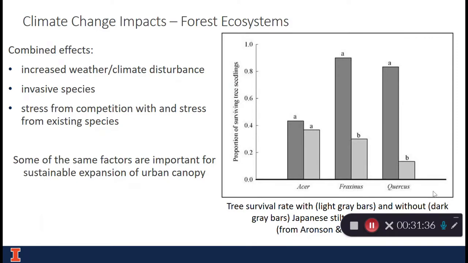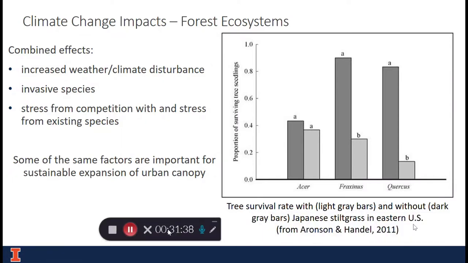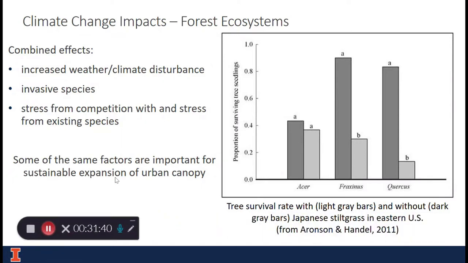A good example here, what I'm showing you on the right-hand side, is from a study back in 2011 that showed tree survival rate in these bars with and without Japanese stiltgrass here in the eastern United States. Now, Japanese stiltgrass is a pretty problematic invasive species. What we see is that the tree survival rate, the light gray bar with Japanese stiltgrass, is significantly lower, particularly in oak and ash species, and to a lesser extent with maple species, than when we have tree survival rate without that Japanese stiltgrass.